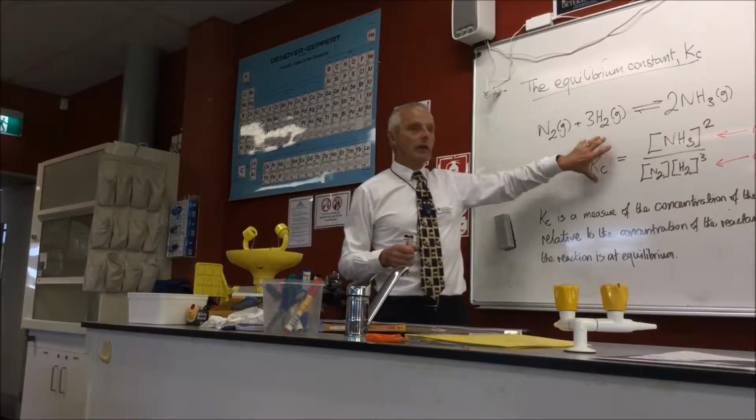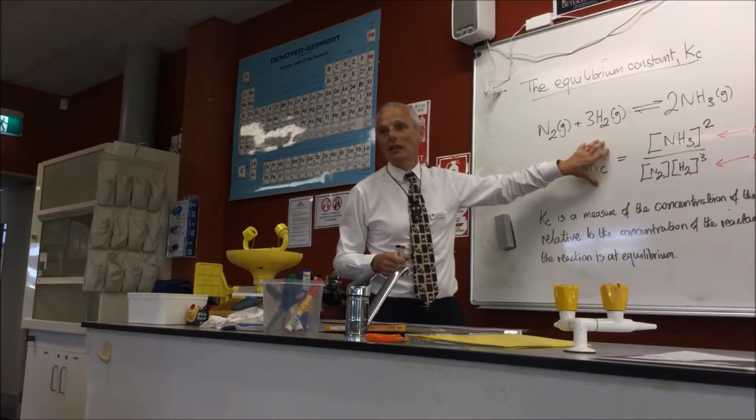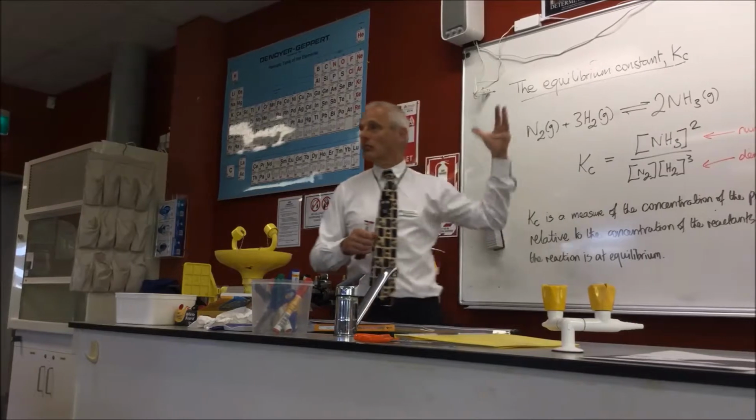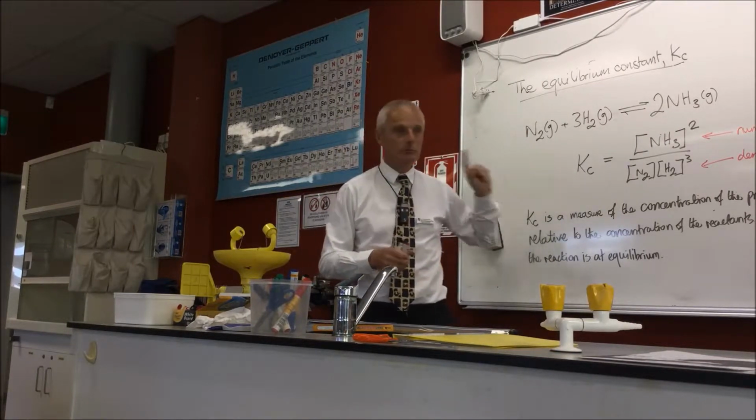What we're focusing on then, and I really must emphasise this, is the value of Kc, what it's telling us. What type of equilibrium do we have? Do we have mostly reactants? Do we have mostly products? Or do we have something in between? And we can tell that by looking at that number. Okay? So let's write that down.